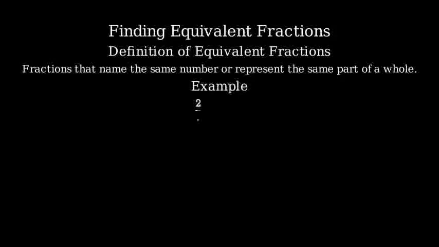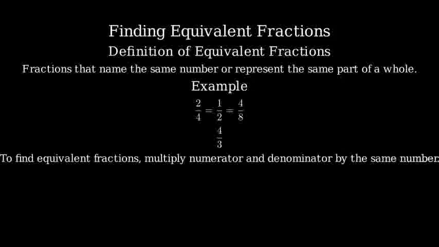For example, 2/4, 1/2, and 4/8 are all equivalent to each other because they all represent the same proportion of a whole. Now that we know what equivalent fractions are, let's find equivalent fractions for 4/3. Here's the fraction 4/3. To find equivalent fractions, we multiply both the numerator and the denominator by the same number.